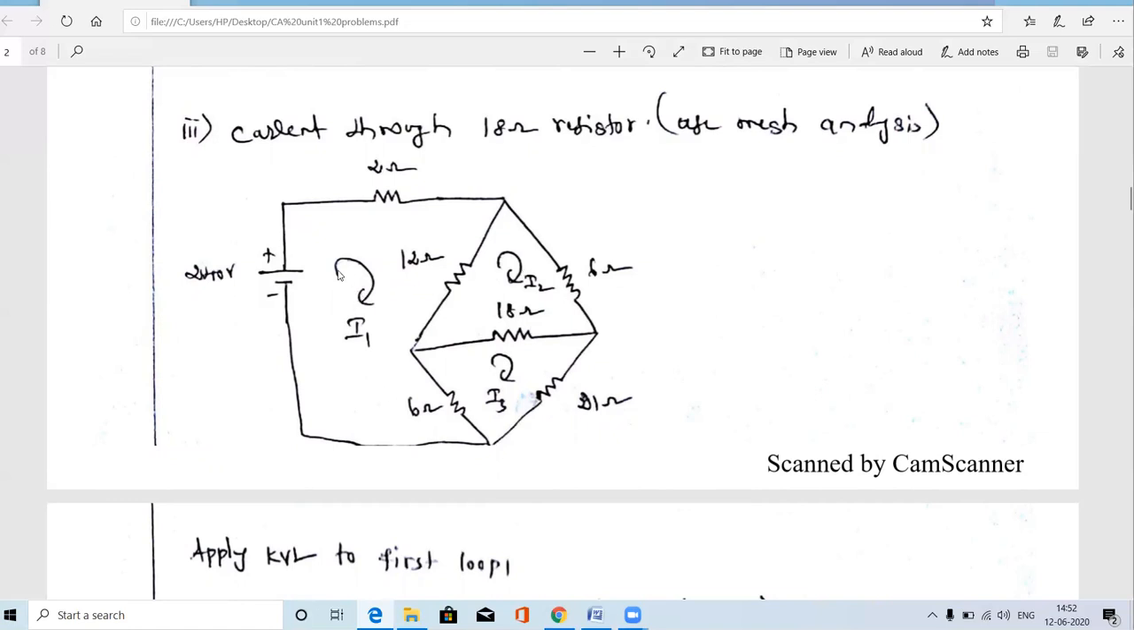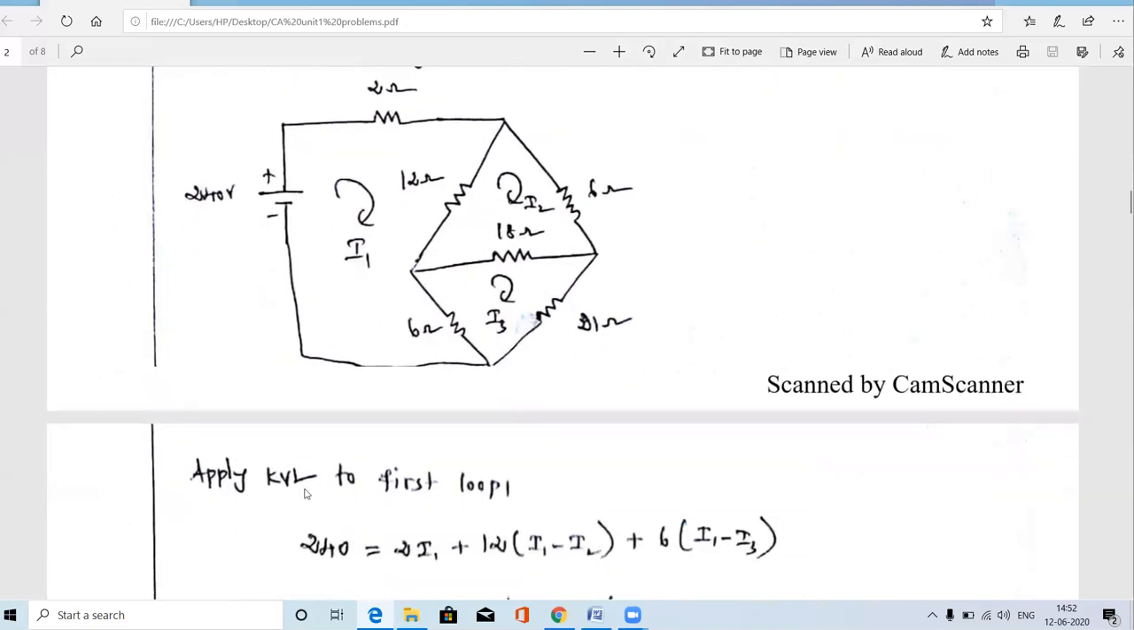3 meshes. So let us consider the current in the first mesh is I1, the current in the second mesh is I2, and the current in the third mesh is I3. In order to solve for the variables I1, I2, I3, we first have to write the KVL equation for each loop. First, we apply KVL for this loop.